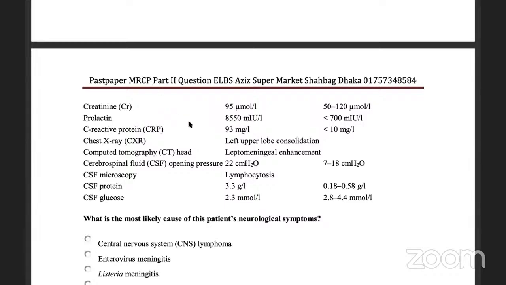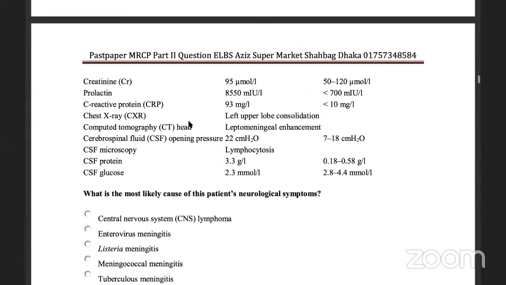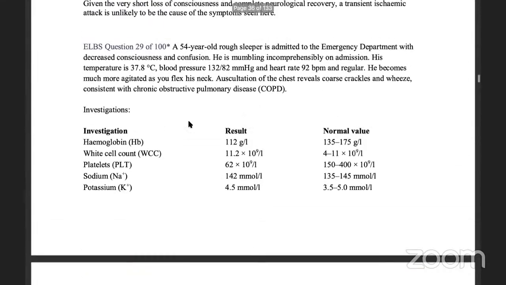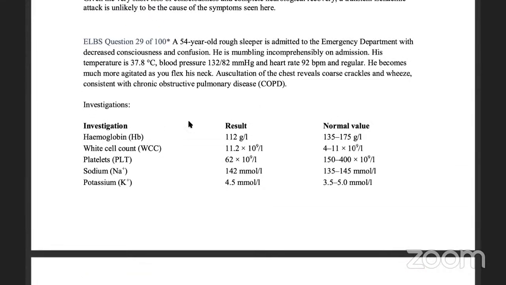What is the most likely cause of the patient's neurological symptoms? A 45-year-old rough sleeper is admitted to the emergency department with decreased consciousness and confusion. He is mumbling incomprehensibly on admission. His temperature is 37.8, blood pressure 132/82, heart rate 92 regular. He becomes much more agitated as you flex his neck. Auscultation of the chest reveals coarse crackles, consistent with COPD.